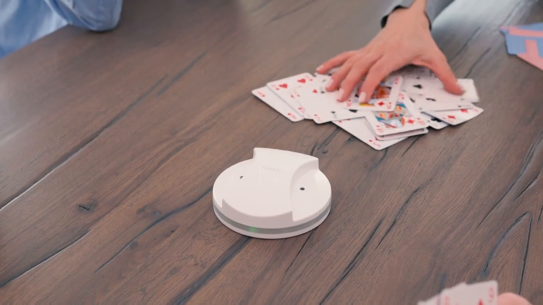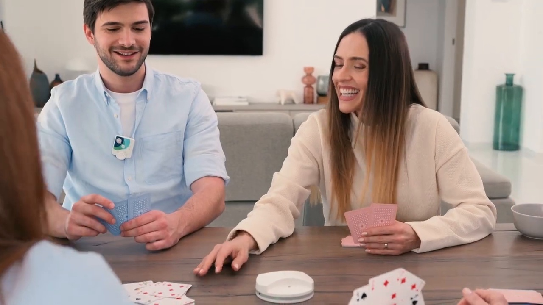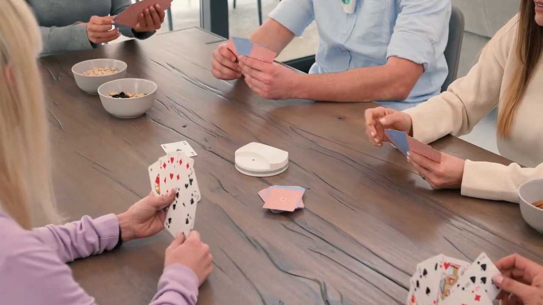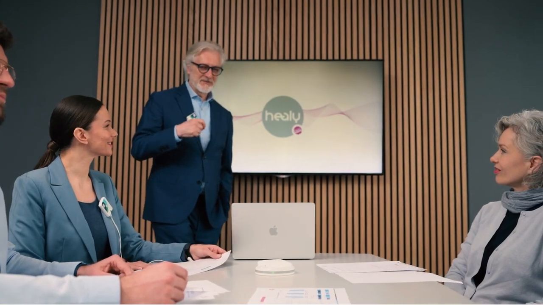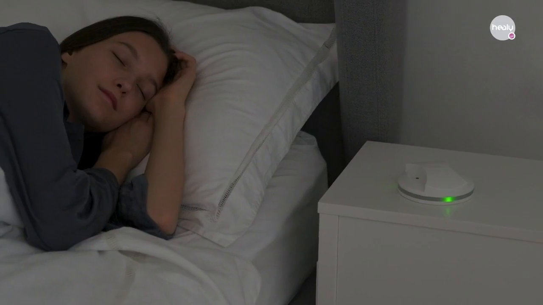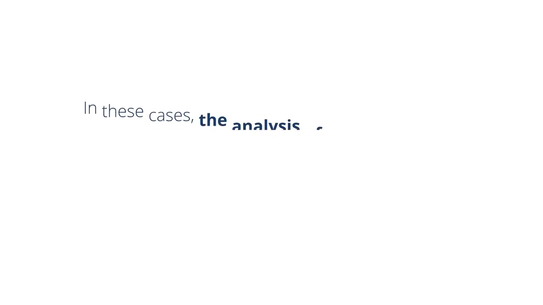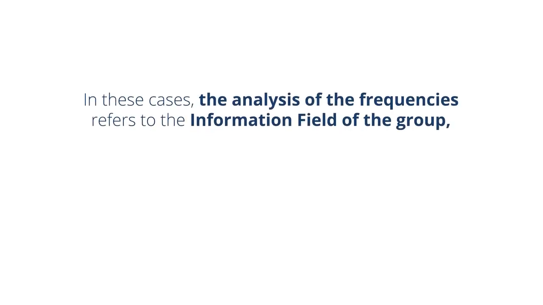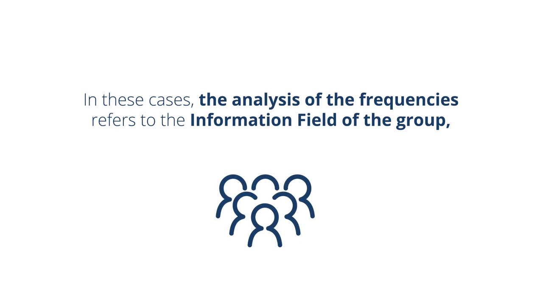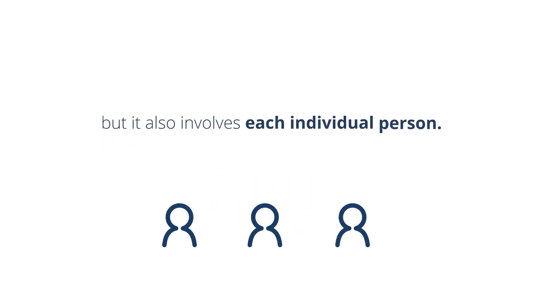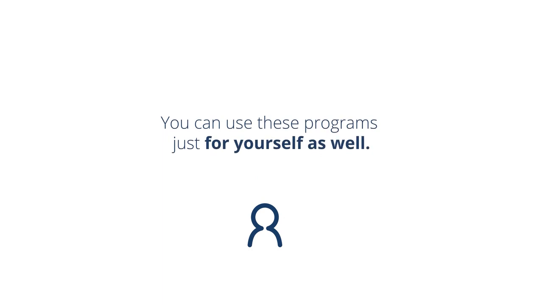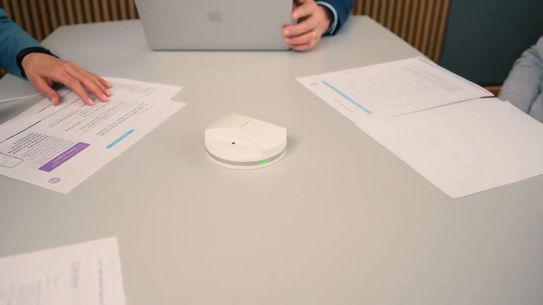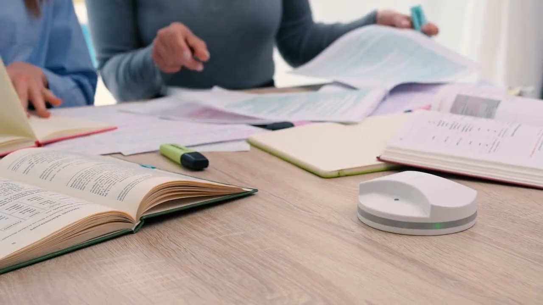A special advantage of the atmosphere application is the option to harmonize several people at the same time, for example, during a shared meal, team meetings, working out together, sleeping, or a group of children playing. In these cases, the analysis of the frequencies refers to the information field of the group, but it also involves each individual person. You can use these programs just for yourself as well. To do so, simply place MagHealy next to you on the table and move freely within the magnetic energy field.